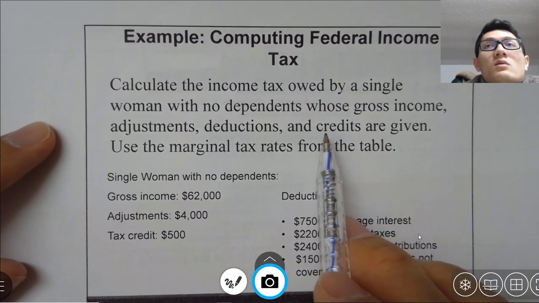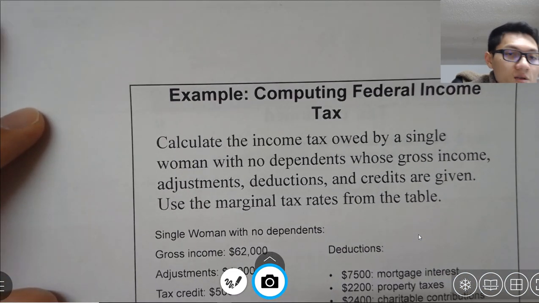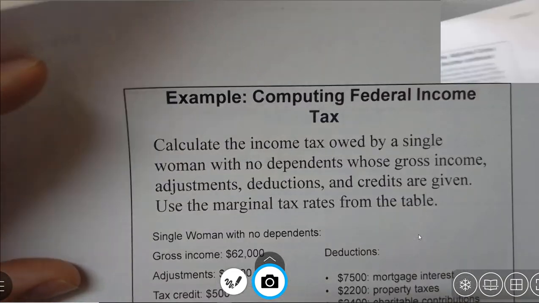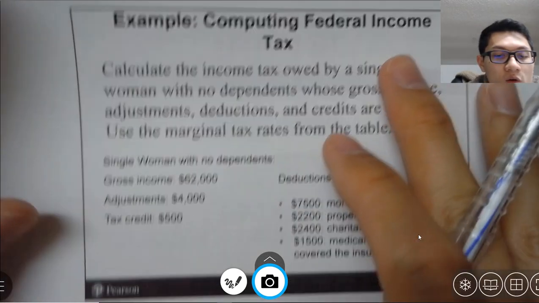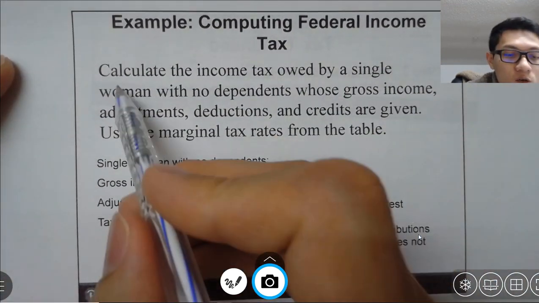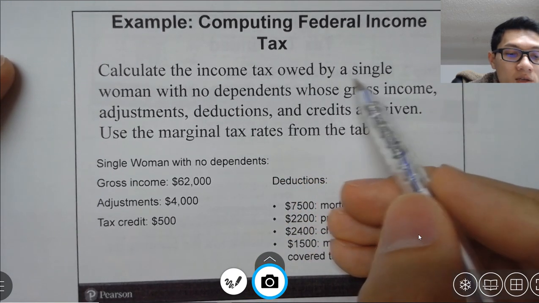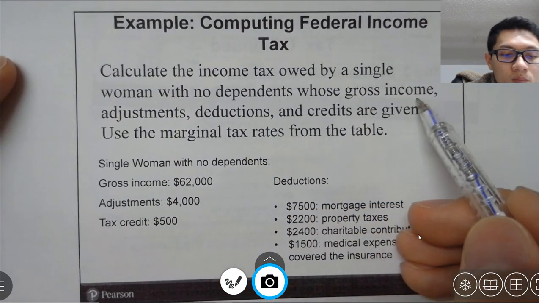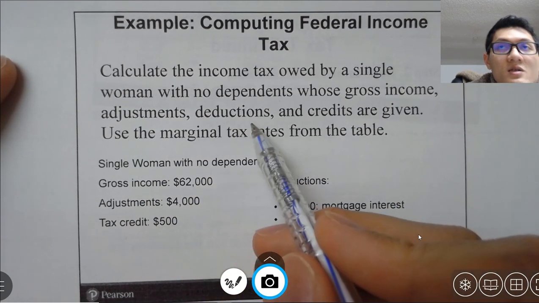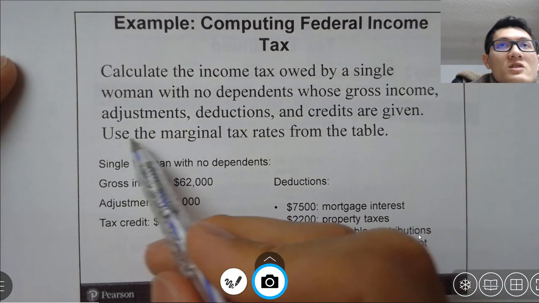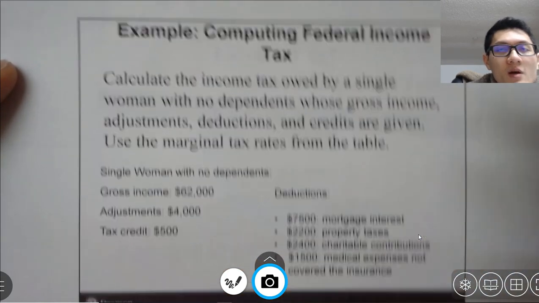So this is another example. We finished the example of the man. Now we move on to another example. In this example, we compute the federal income tax. Calculate the income tax owed by a single woman with no dependents, whose gross income, adjustments, deductions, and credits are all given here. And use the marginal tax rates from the table that I show you right here.